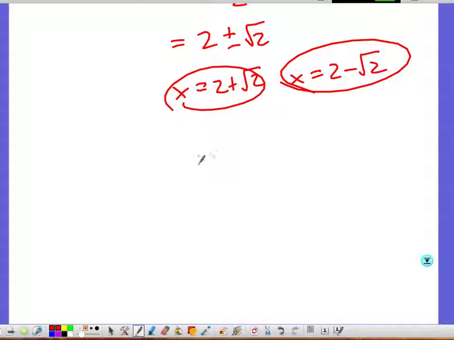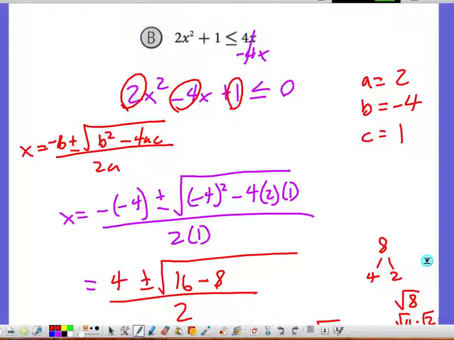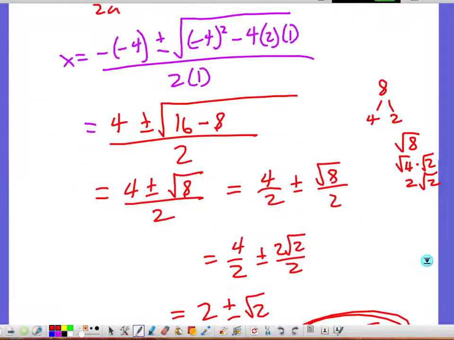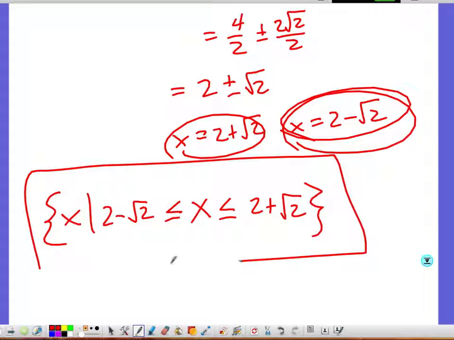So again, we want to write our solution set. X goes in the middle. My smallest value is going to be this, 2 minus the square root of 2. And my largest value is going to be 2 plus the square root of 2. Finally, we just want to go ahead and write the inequality that we started with, which is less than or equal to. And finally, put braces on both sides, x. So our solution set is x such that x is between 2 minus the square root of 2 and 2 plus the square root of 2. There is my final answer.